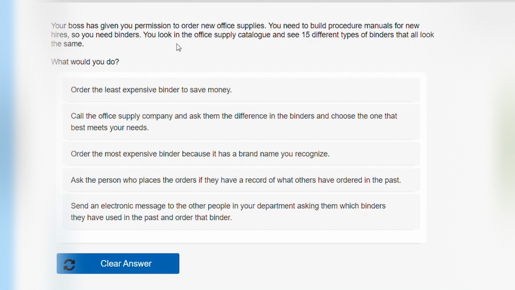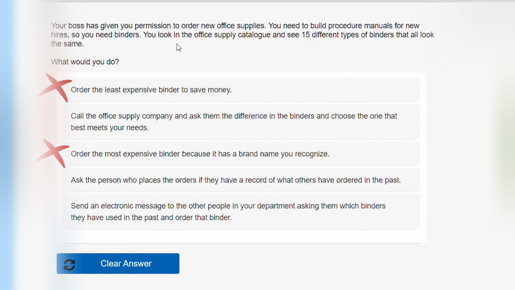So let's start elimination. So number 1, order the least expensive binder to save money. This may not be a great option, because while you may be going for the cheapest option, it may not be the best in quality. And the other one is order the most expensive binder because it has a brand name you recognize. Again, you just don't pay extra money just because it's branded. Your decision needs to be based on some analysis, some thinking. So let's see what other options say.